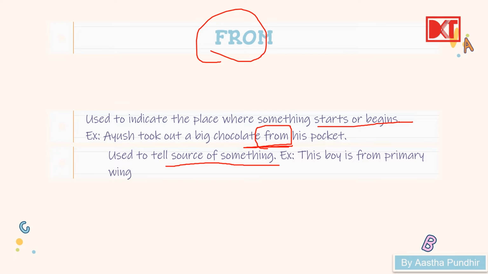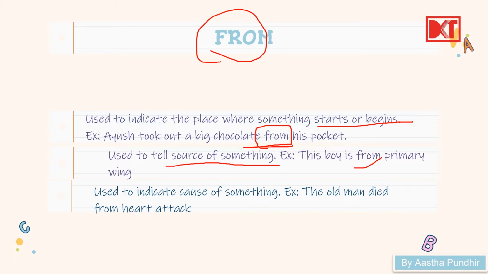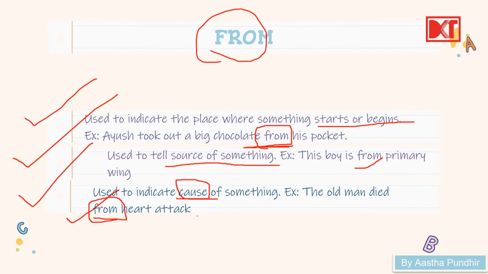Then used to tell the source of something. This boy is from primary school. कहाँ से है ये boy? He is from primary school, primary wing. Then used to indicate the cause of something. कि किस चीज की वजह से कुछ हो रहा है, इसका source क्या है. The old man died from heart attack. From heart attack. The cause was heart attack. So it is used to indicate the place where something starts or begins, to tell the source of something, and to indicate the cause of something.